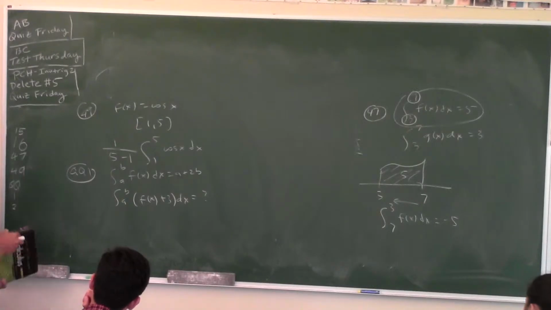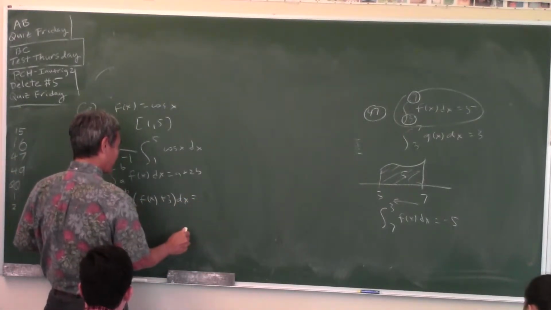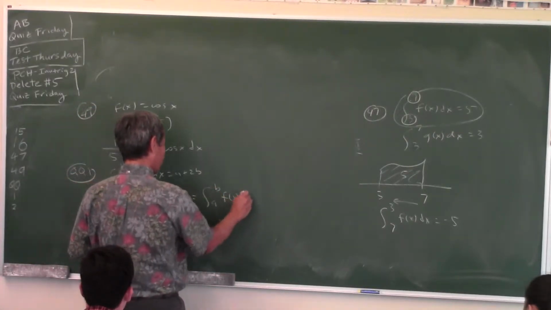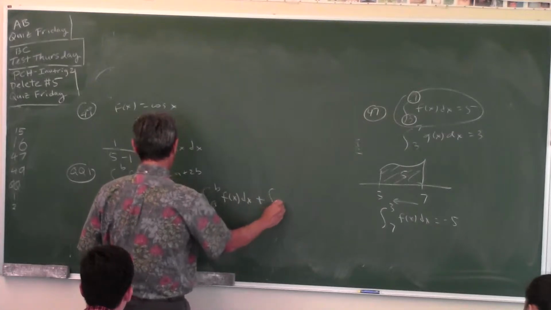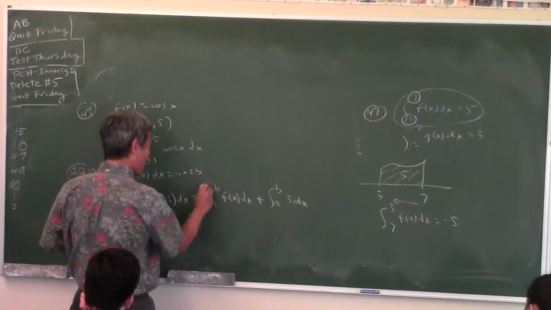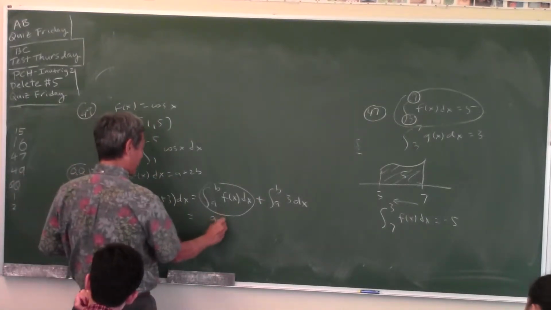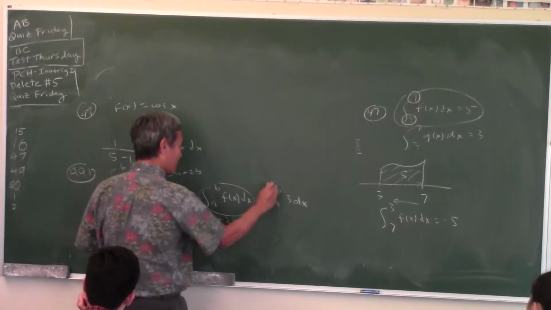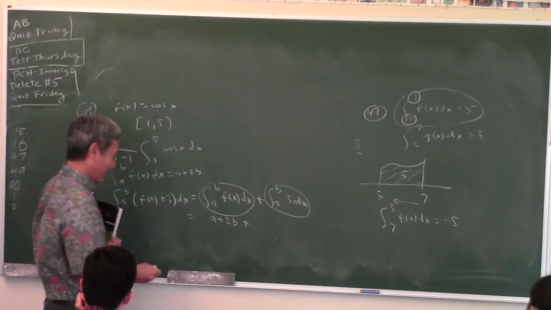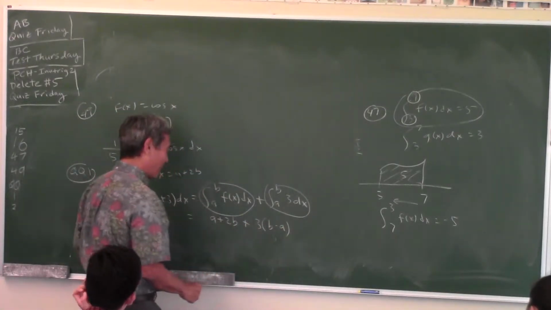Well, use your properties of integrals. Can I split this up into 2 separate integrals? The integral from a to b of f of x dx plus the integral from a to b of 3 dx, correct? Now we know this is equal to a plus 2b, because that's given information, right? And what is this? 3 times b minus a.